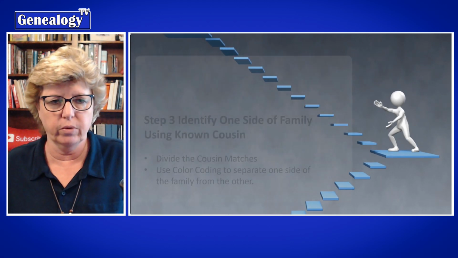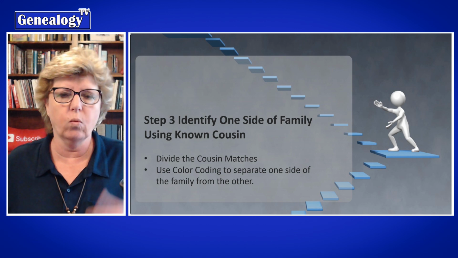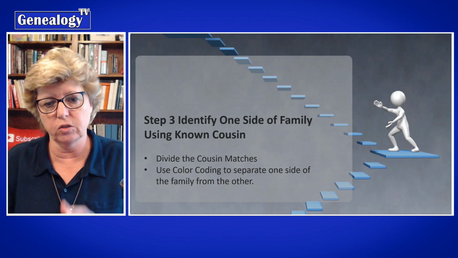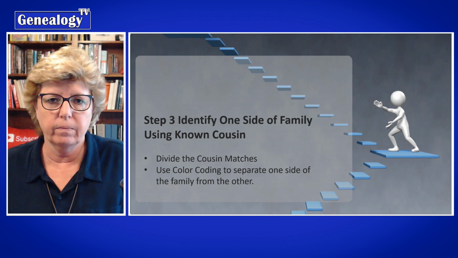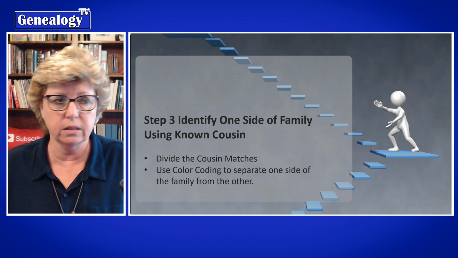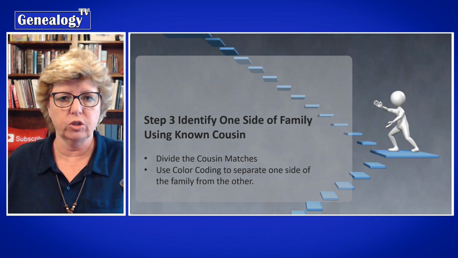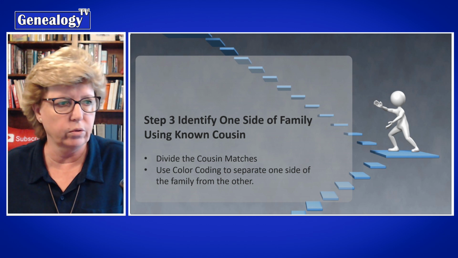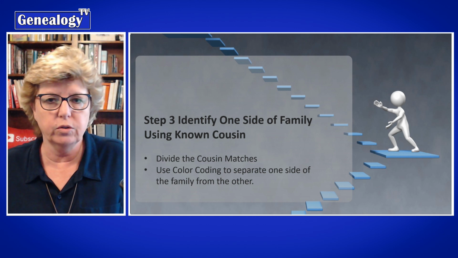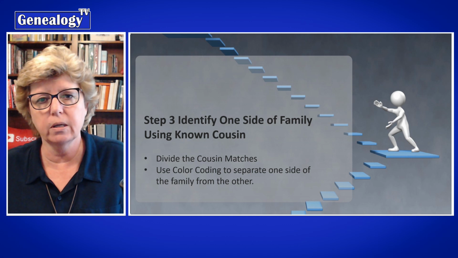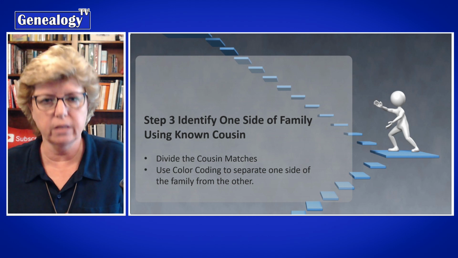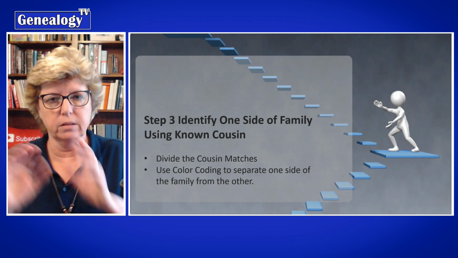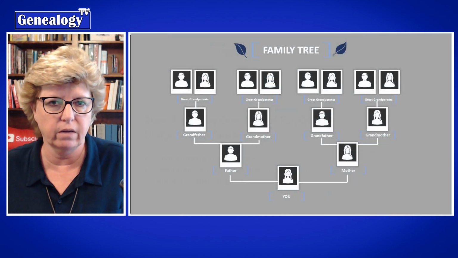So as we now move on to our next step, we're really going to start identifying one side of the family from another. And this is where you can really focus your efforts with your family DNA cousins. We're going to divide the family tree up into a couple different groups. We're also going to use Ancestry's really powerful color coding system that you can customize to help mark these different cousins in such a way that you can really filter down.